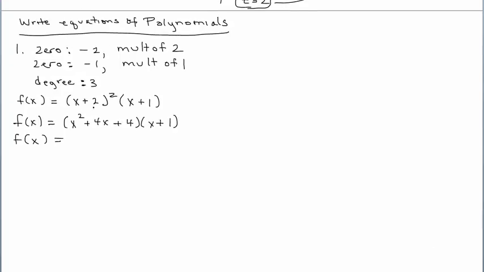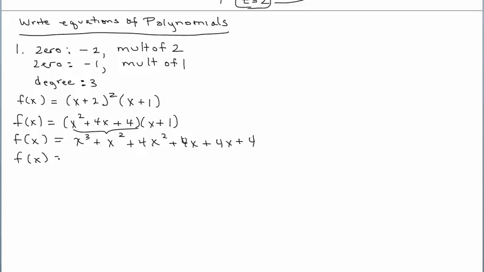Alright, if we're going to expand all this, I'm going to be real methodical here, and I'm going to take each of the terms of the trinomial one at a time and multiply it into these two terms. So first I'll multiply x squared by x and 1, and then 4x by x and 1, and then finally 4 times x and 1. So x squared times x, x cubed, x squared times 1, x squared. Next, 4x times x is 4x squared. 4x times 1 is 4x. Multiply 4 times both the x and the 1.